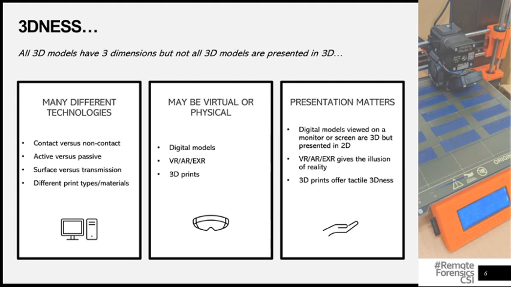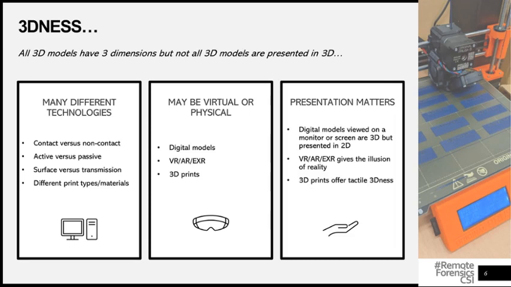So I'm going to start off talking through how we approach this 3D-ness. How do we want to visualize things in 3D? Well, there's many different technologies that we can use to create a 3D model. And these technologies might be contact versus non-contact, active versus passive, or surface versus transmission.